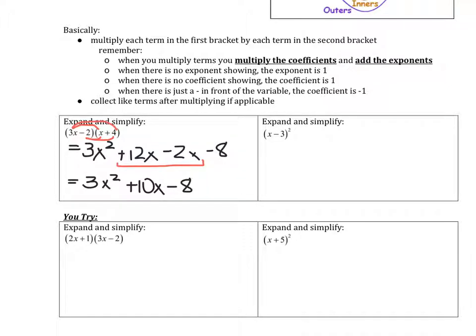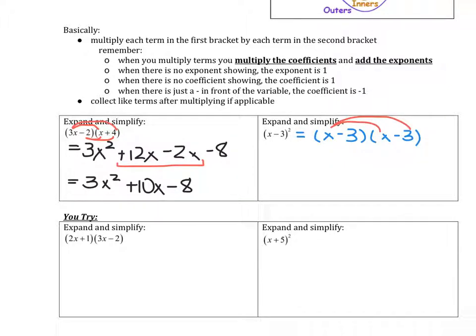Now, if you look at the next one, (x minus 3) squared. A lot of people have a tendency to write this as x squared minus 9 squared. They just distribute the 2 in. That is not correct, because we know exponents mean you're multiplying the base by itself. In this case, our base is x minus 3, and we're multiplying it 2 times. So now I can distribute.